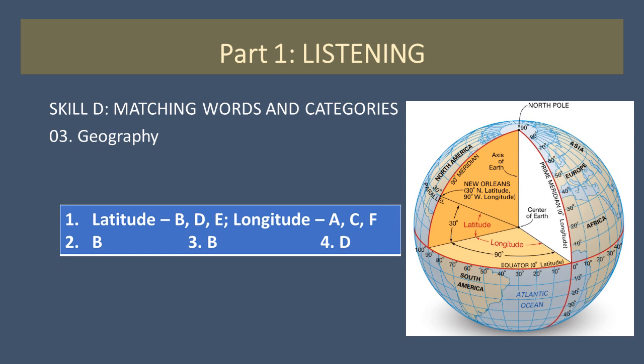Alright, so let's look at the answer. Number 1, latitude, B, D, E, longitude, A, C, F. Number 2, B. Number 3, B. And number 4, D. Okay?